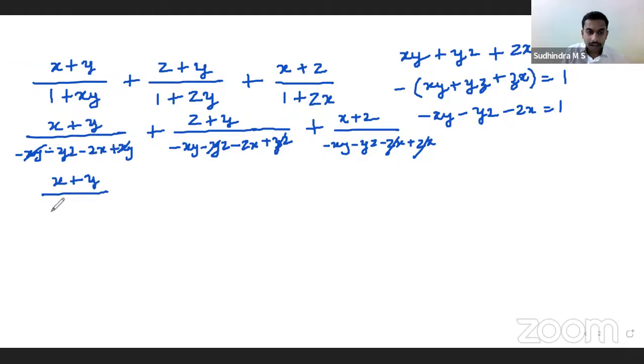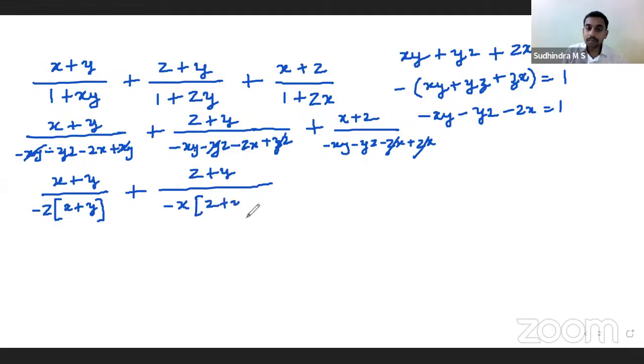So can I take minus z common? If I take minus z common, I get y plus x. Y plus x can be written as x plus y, plus z plus y divided by minus xy minus zx, minus x common. Y plus z can be written as z plus y, plus x plus z divided by minus xy minus yz, minus y common x plus z.